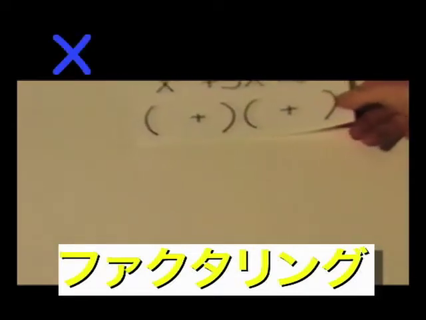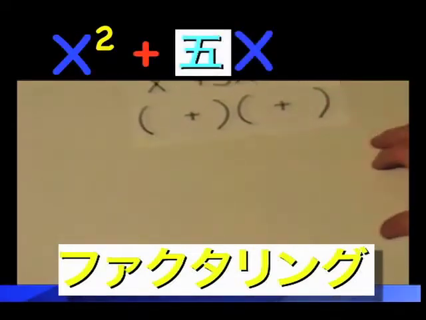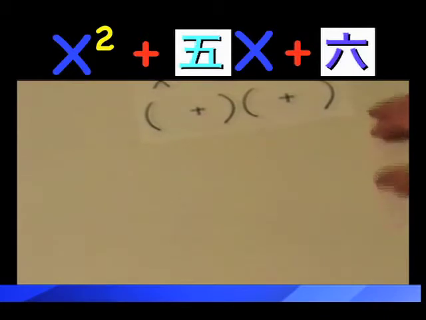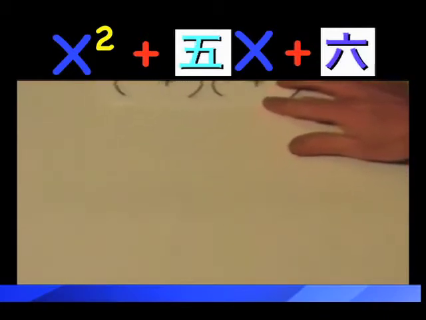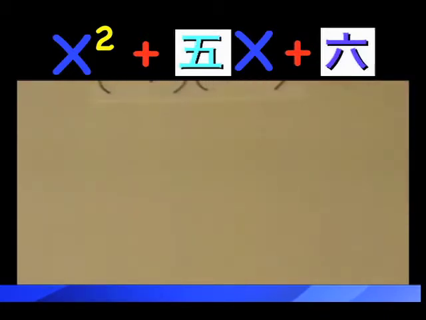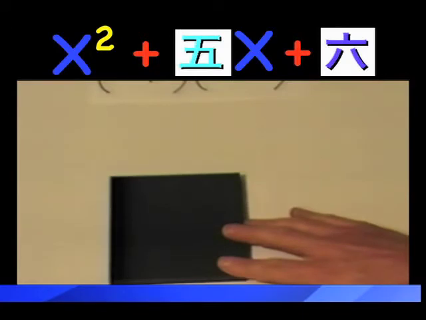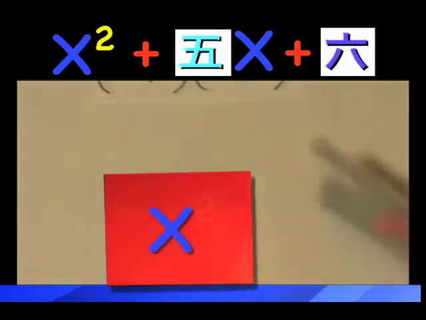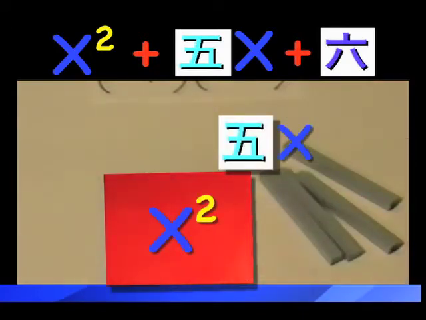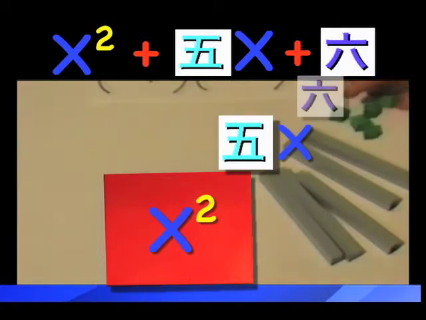Let's factor x squared plus 5x plus 6. Let's get out the amount. x squared plus 5x plus 6 units. 1, 2, 3, 4, 5, 6.